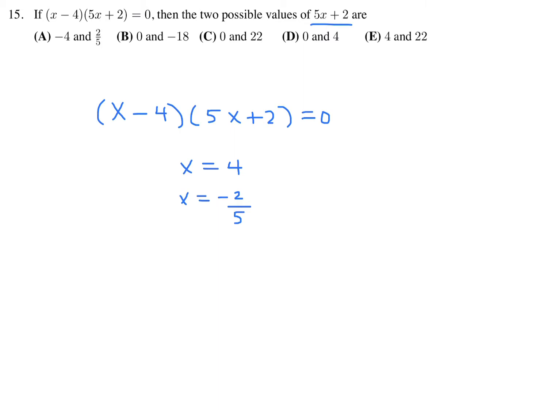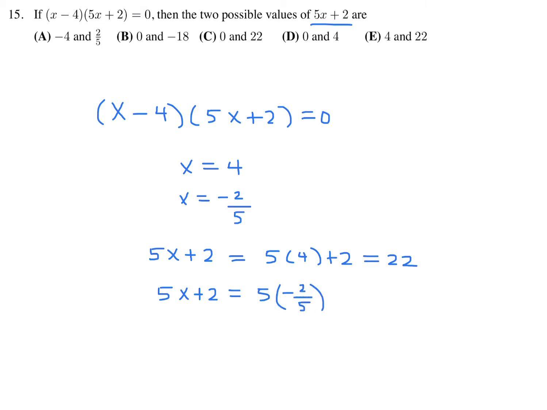All right? 5x plus 2, using the first value of x equal to 4, would be 5 times 4 plus 2, which is 22. And then 5x plus 2 using the second value, well, that one you probably can figure out in your head, but I'll just do it, no problem. Minus 2 plus 2, and that is 0. So our two values are 22 and 0. And therefore, number 15, the answer is C.